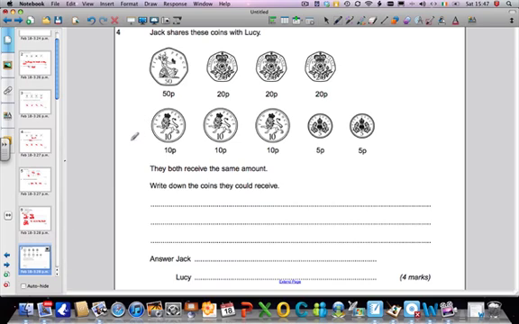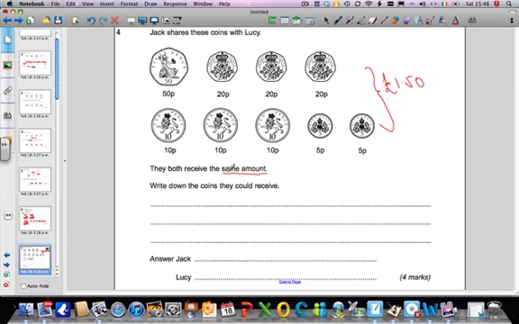Question 4. Jack shares these coins with Lucy, and it says they both receive the same amount. That's really important information there. And we want to write down the coins that they could have. Right, so the important thing here is if they both have the same amount, it's important that we know how much they have altogether. So let's add these up. 50 and 20 is 70, and 20 is 90. 20 is £1.10, £1.20, £1.30, £1.40, £1.50. So the grand total of all the coins they have is £1.50.